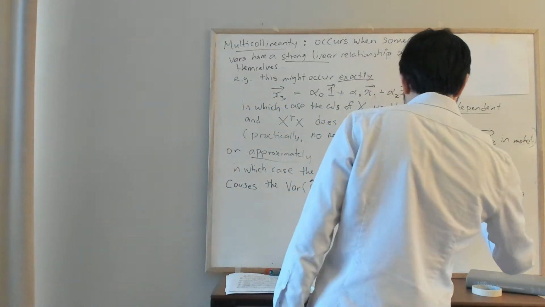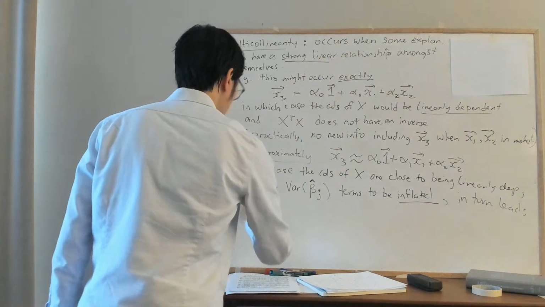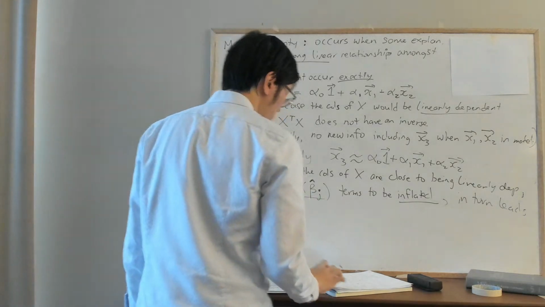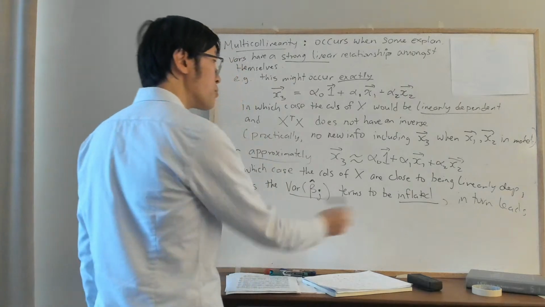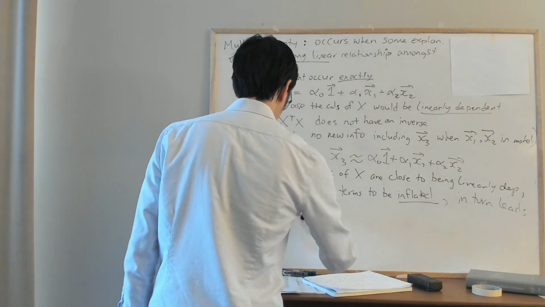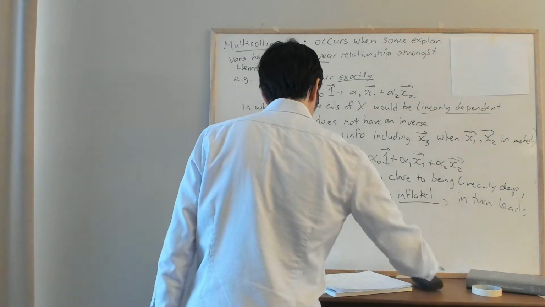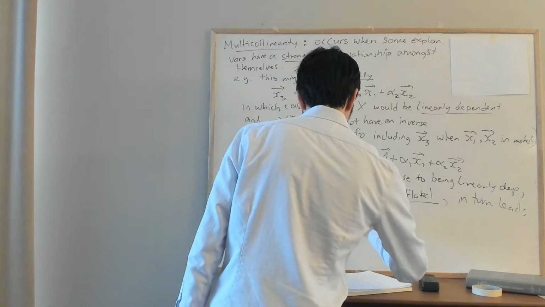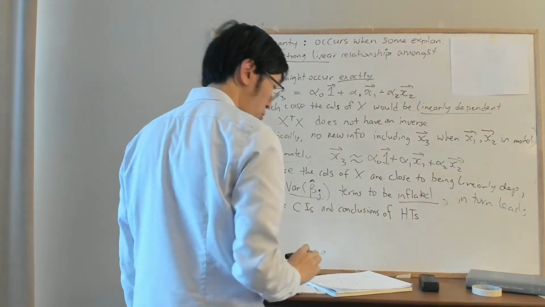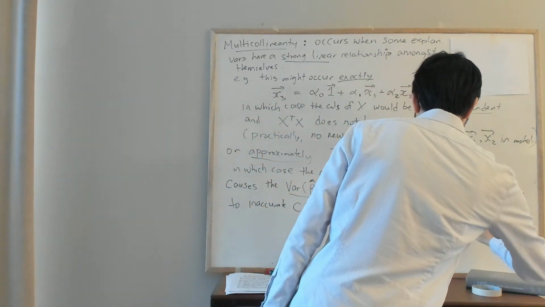Which in turn leads to this: if the estimates of the variances are blown up and large because of multicollinearity, that in turn leads to inaccurate confidence intervals and inaccurate conclusions of hypothesis tests concerning the regression parameters.